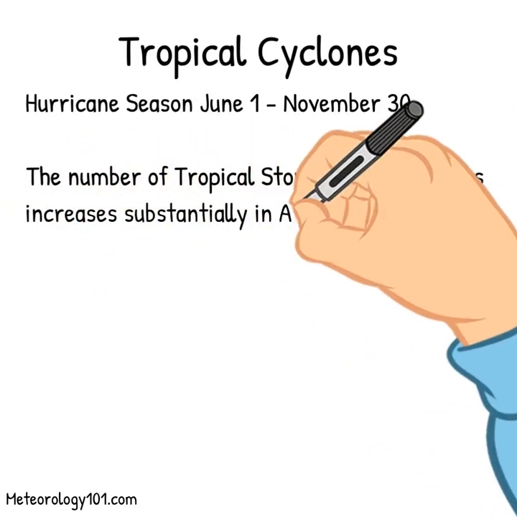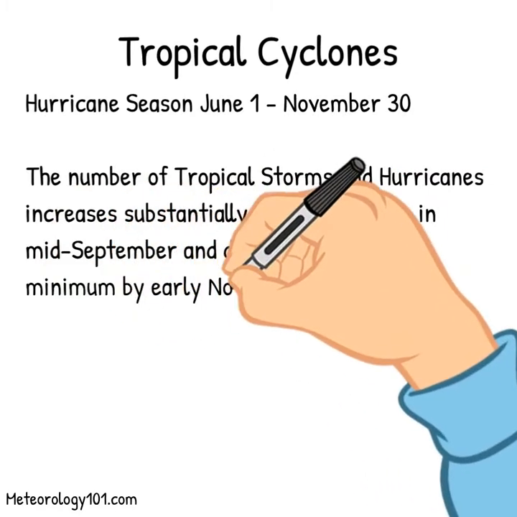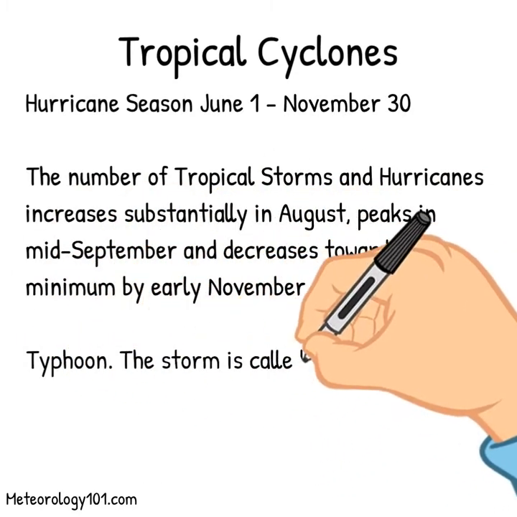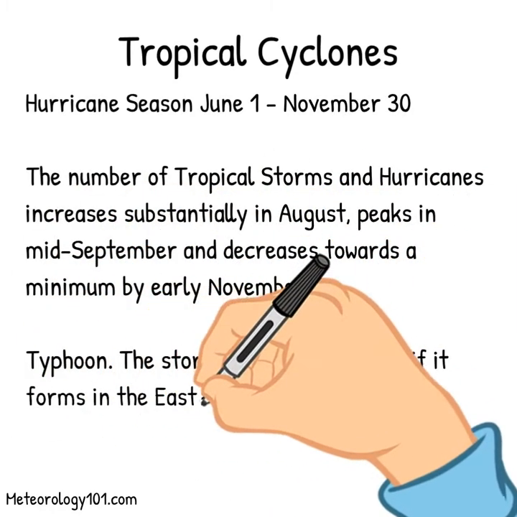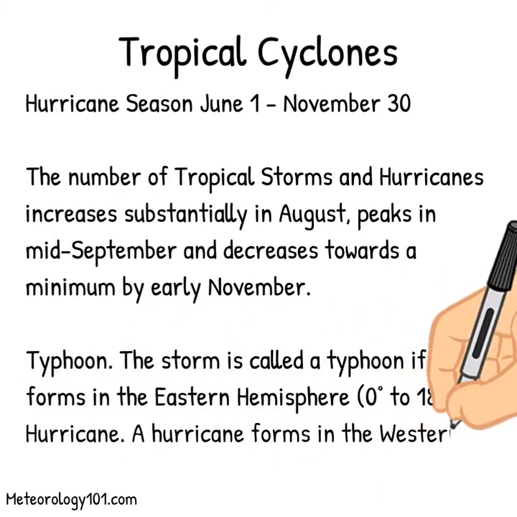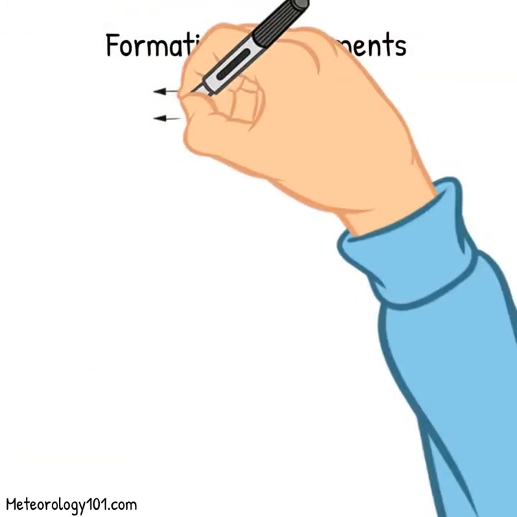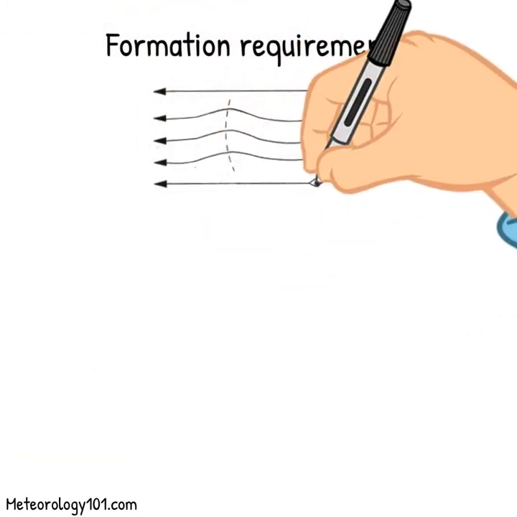minimum by early November. The storm is called a typhoon if it forms in the eastern hemisphere, 0 degrees to 180 degrees east. The storm is called a hurricane if it forms in the western hemisphere, 0 degrees to 180 degrees west. In order for a tropical cyclone to form, certain conditions must exist.